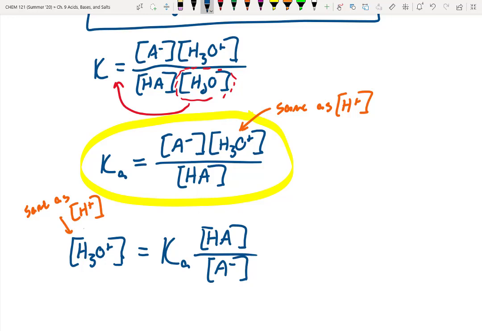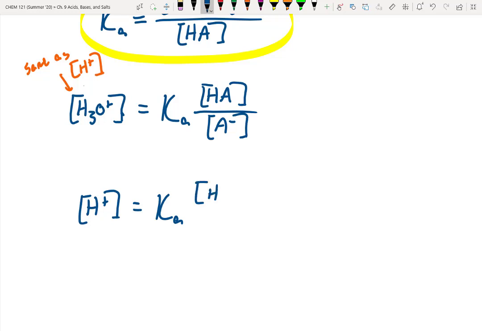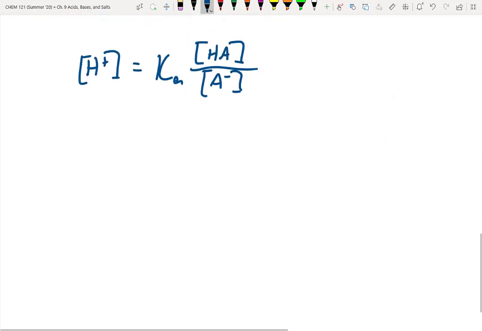You might be thinking, okay, great. Well, where are you going with this? Well, we just said that H3O plus is the same thing as H plus. So let's rewrite this one more time. So we'll say H plus is equal to Ka times HA over A minus, right? So I'm just simplifying it and rewriting it. Well, what can we do with the concentration of H plus? Well, we can find the pH.